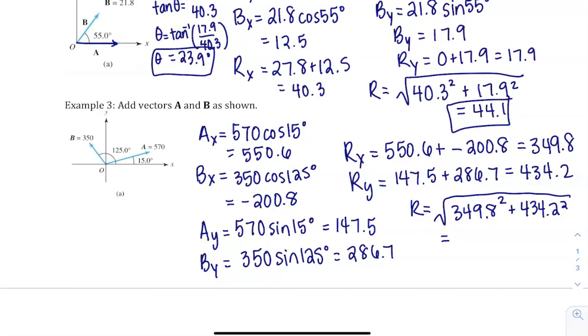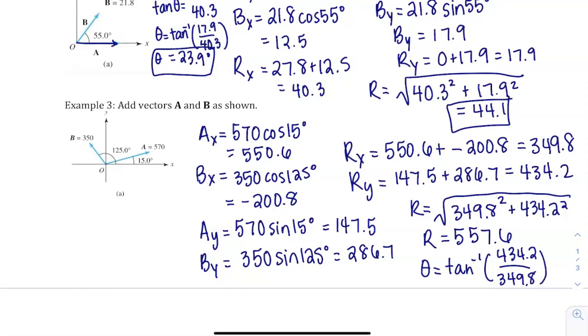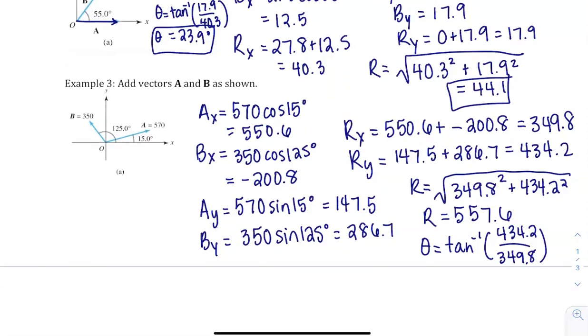So it's a little bit of calculation, but the steps are always the same, so at least you don't have to think quite as much about what to do. You just have to do it. So our magnitude is 557.6. To get our angle, you've probably figured out, it's always going to go to this inverse tangent. And we do our Ry, which is 434.2, over our Rx. And so our angle here is the inverse tangent of 434.2 divided by 349.8. And we're looking at the angle for this result as 51.1 degrees.